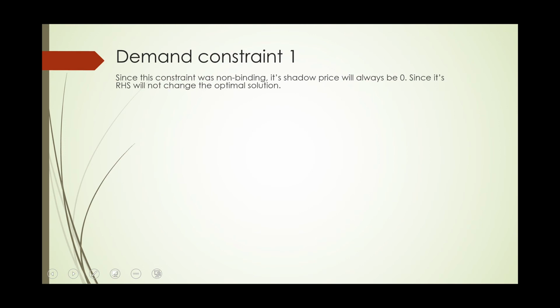For the first demand constraint, it was not binding, so the shadow price is always going to be 0, since the right hand side is not going to change the optimal solution at all. So you can skip that one.